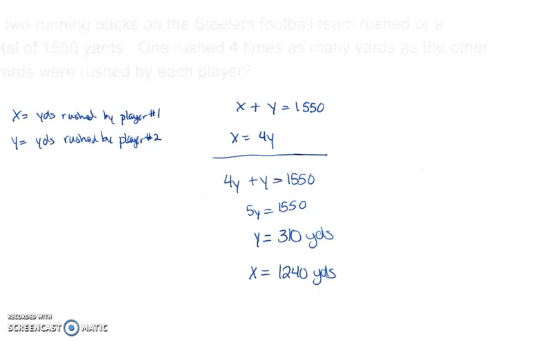I chose, let me see, what did I do? I did substitution, right? 4y plus y, so 5y. You get y, so player number 2 had 310 yards, and that means that player X had 1,240 yards. Again, depending on how you plugged these into your equation, it's possible that you might have those switched, but as long as you've got those number values, you're good.